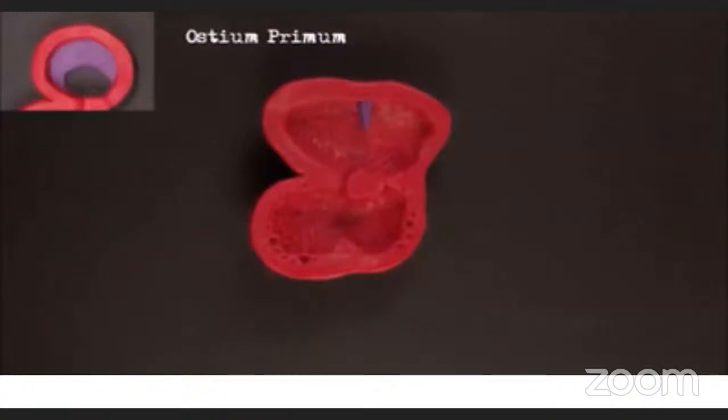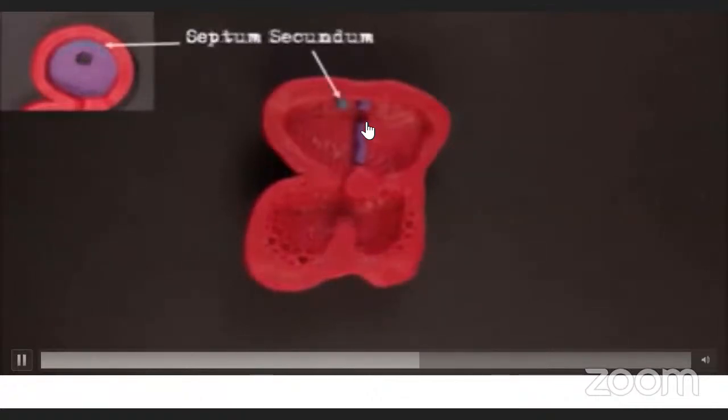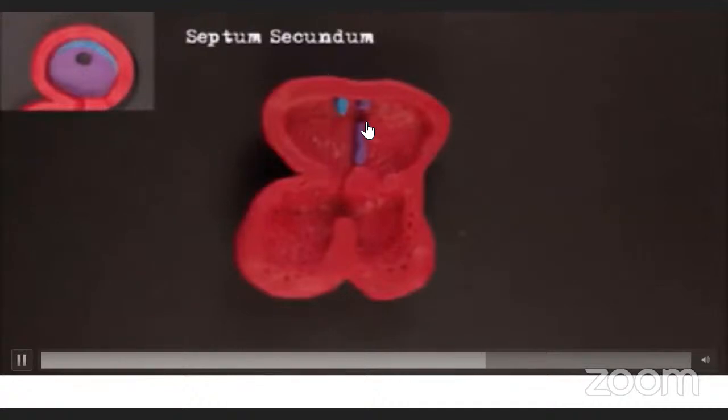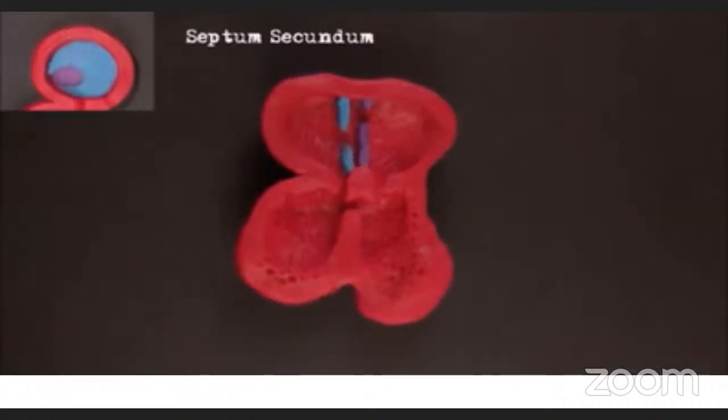So this is the septum primum. It's coming upward to the endocardial cushion of the septum intermedium. Then the septum secundum comes down. A little hole is still here, which is the foramen ovale.